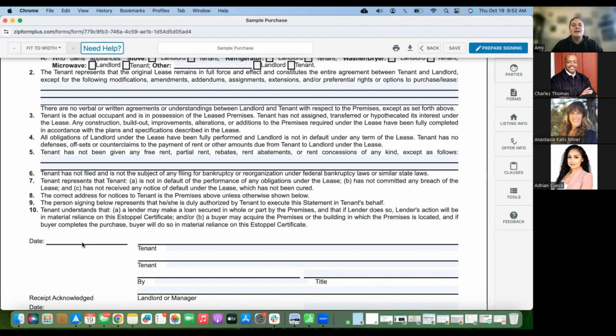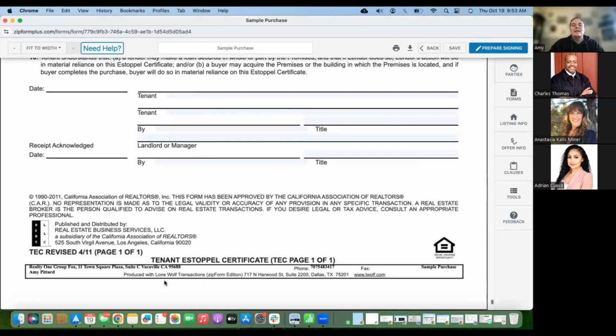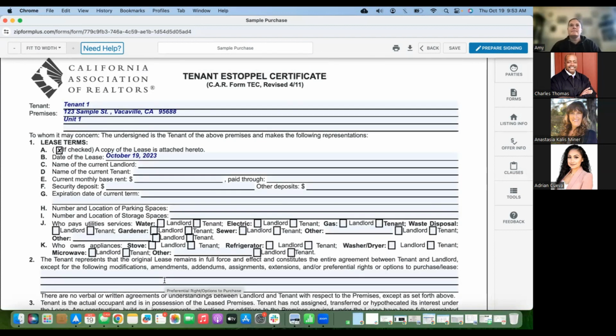Tenant understands that a lender may make a loan secured in whole or part by the premises, and if the lender does so, lender's action will be in material reliance on this estoppel certificate, and or a buyer may acquire the premises or building in which the premises is located, and if buyer completes the purchase, buyer will do so in material reliance on this estoppel certificate. Here, the tenant signs it, the landlord signs it, in both of these and dates it. And that's the tenant estoppel certificate. And you get those for each of the occupied units. Any questions about the tenant estoppel certificate?